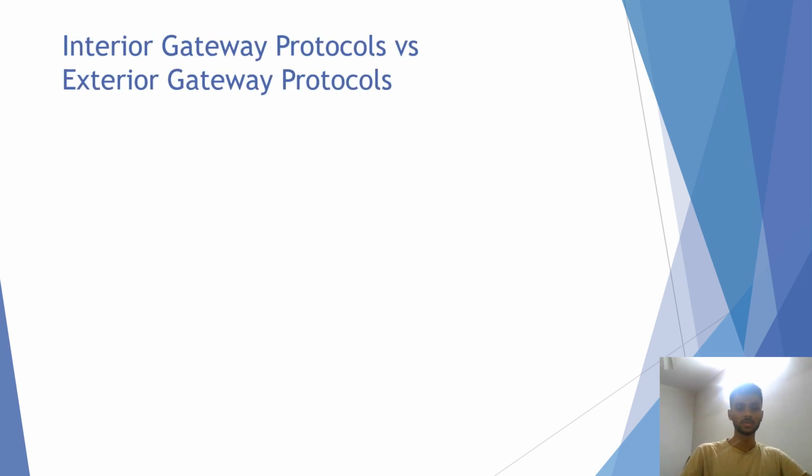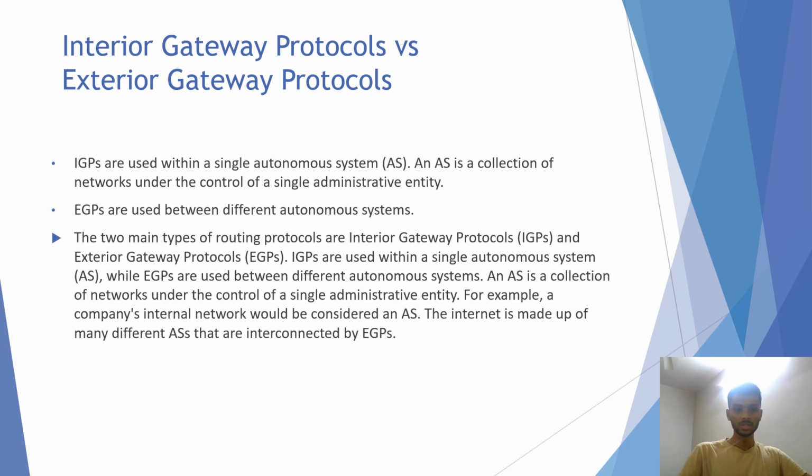Coming on to the next topic, interior gateway protocol versus exterior gateway protocol. Interior gateway protocol is used within a single autonomous system. An autonomous system is a collection of networks under the control of a single administrative entity, such as an institution or an organization. Exterior gateway protocols are used between different autonomous systems, for example between organizations, or between institutions, organizations and public networks, where they can be routed by a singular gateway.